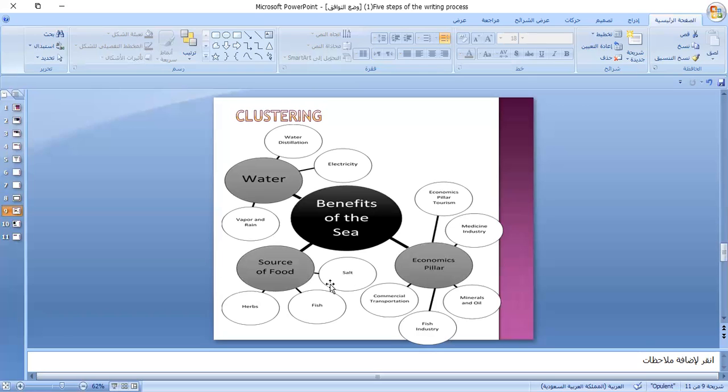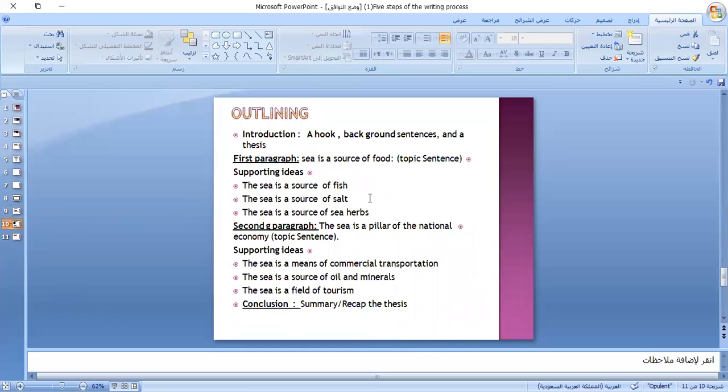Okay, so after clustering, what should you do? Outlining. Now you arrange all of what you have done in an outlined plan. First of all, you start your essay with an introduction, isn't it? What are the components of an introduction? A hook, background sentences, and at the end, the thesis. The thesis. You fix the points you want to discuss, which are the three ideas: economics, water, and source of food. These are the three main ideas, which each should come in a separate paragraph.